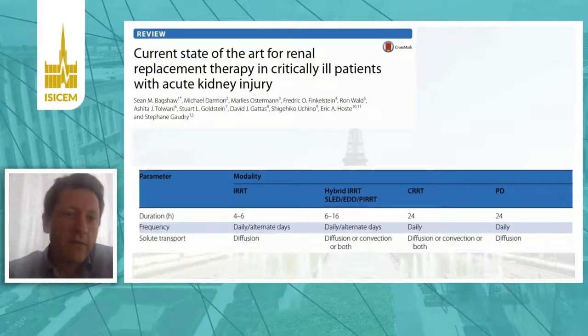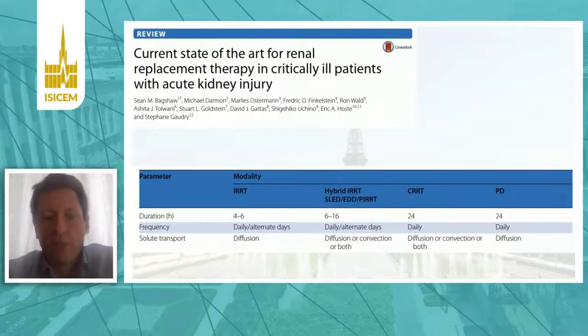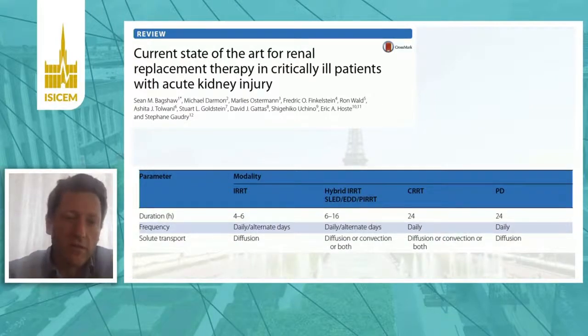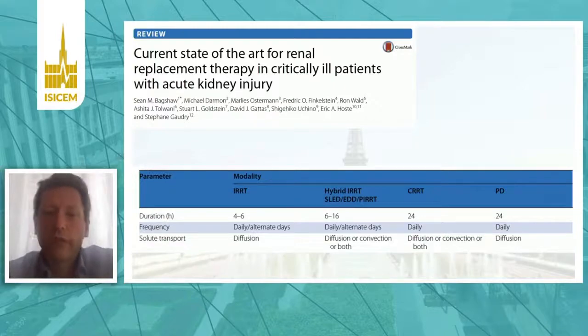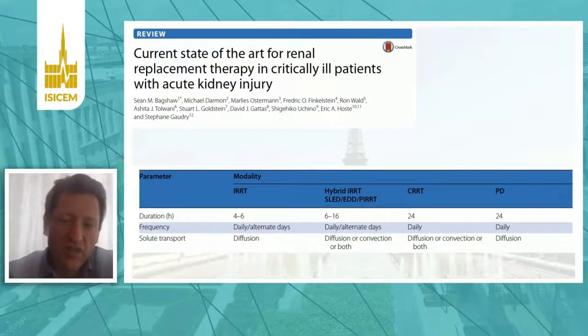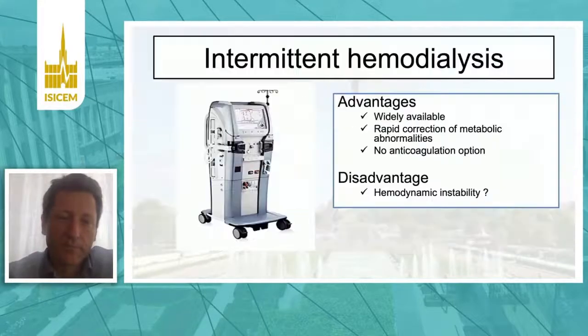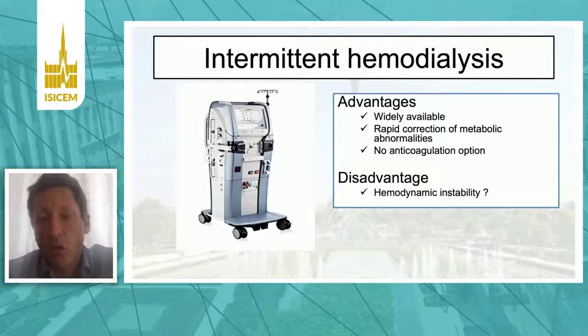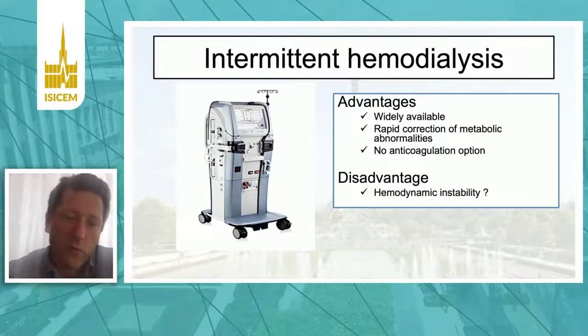So in ICU, for our critically ill patients, we have the choice between different modalities: intermittent renal replacement therapy, continuous renal replacement therapy, hybrid machines, and sometimes peritoneal dialysis. We know that intermittent hemodialysis has some advantage. It's widely available. It allows rapid correction of metabolic abnormality, and there is no anticoagulation.